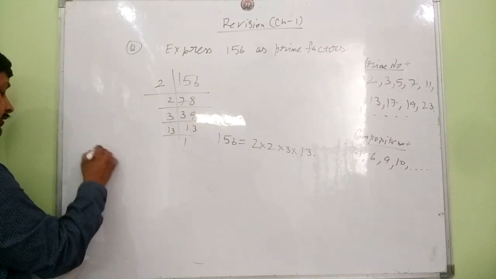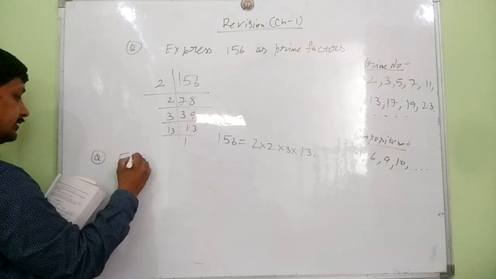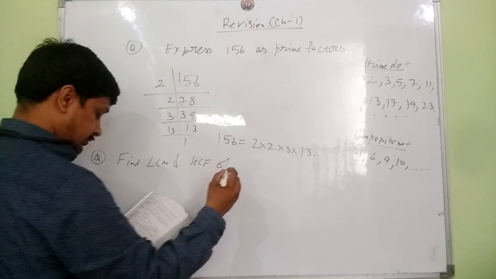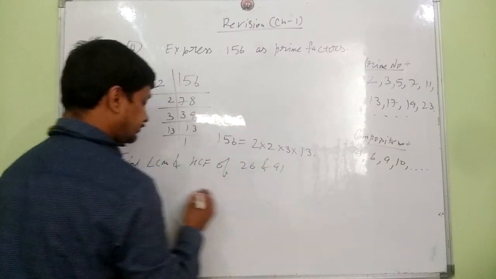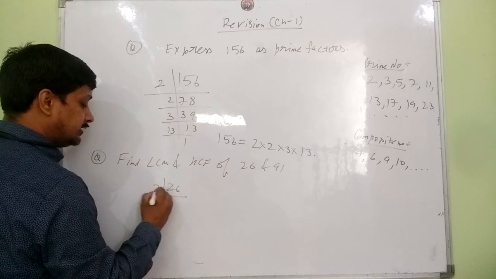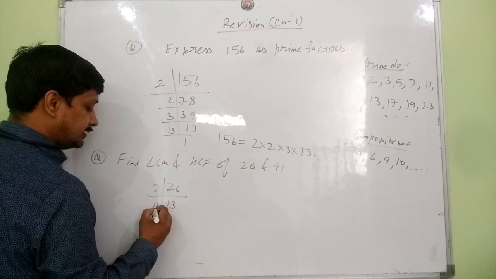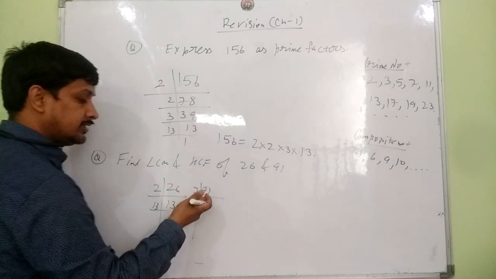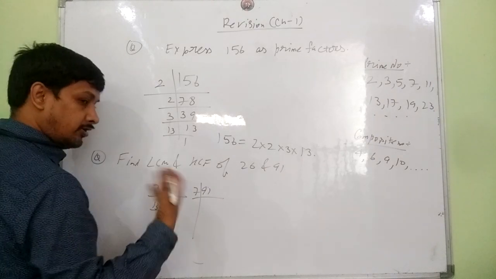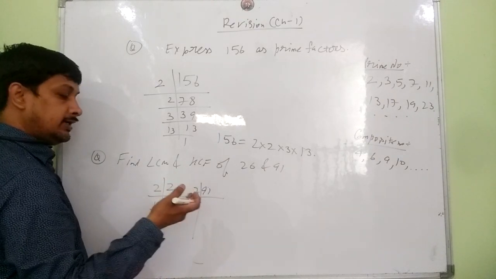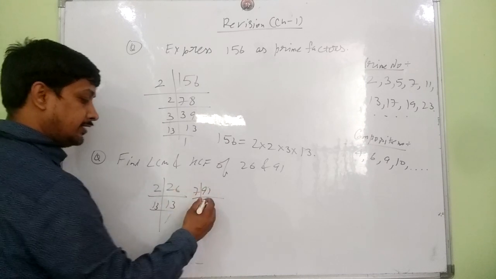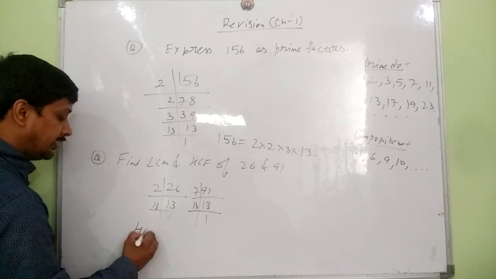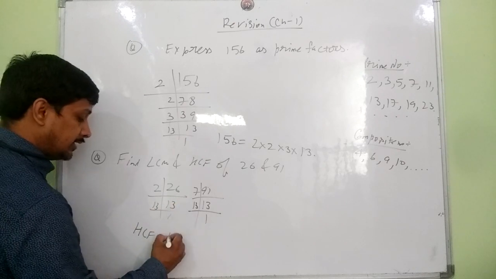Okay. Then the next question is: find the LCM and HCF of 26 and 91. For 26, you will just divide it by 2, and for 91, you divide it by 7, because it is an odd number. We take 3 first; it is not divisible by 3, then 5, then 7. So 7 times 13 is 91, and 13 is 13. So what is the common factor between them? 13. So the HCF is 13.